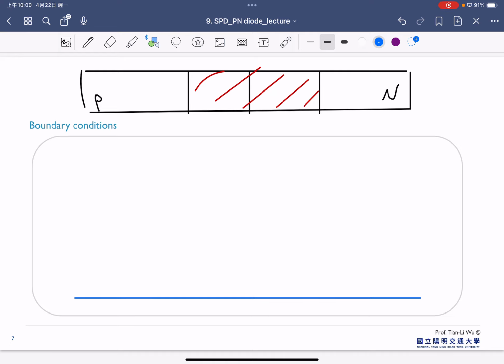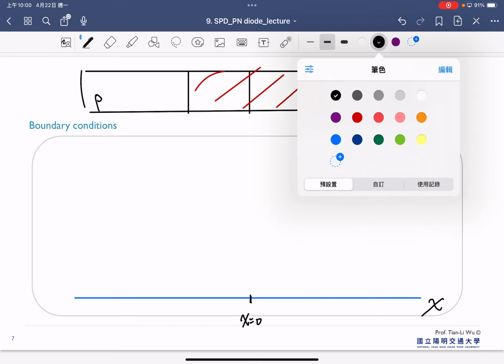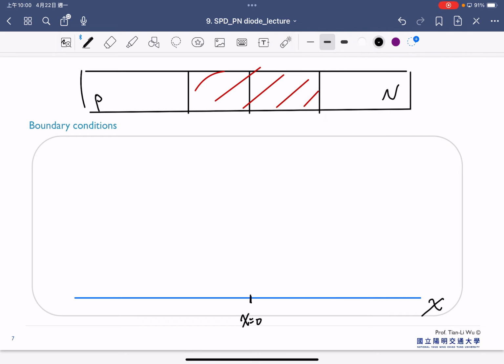So this is our x-axis. The x-axis is the location. In the middle, we have x equal to 0, which is right at the place of the PN junction interface. So we have x equal to xn, and we have x equal to minus xp here.